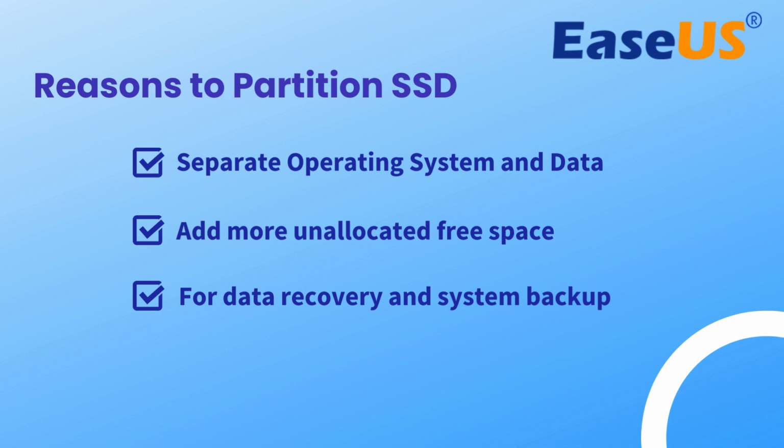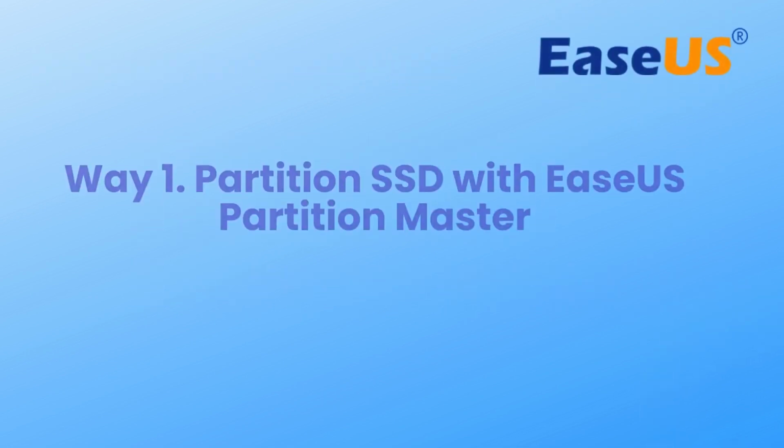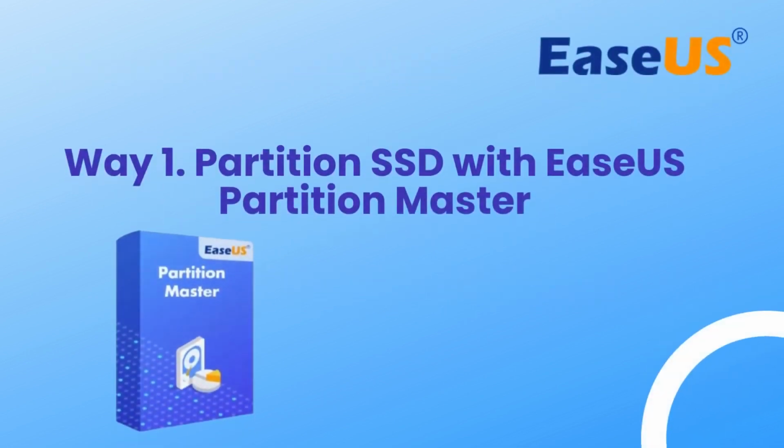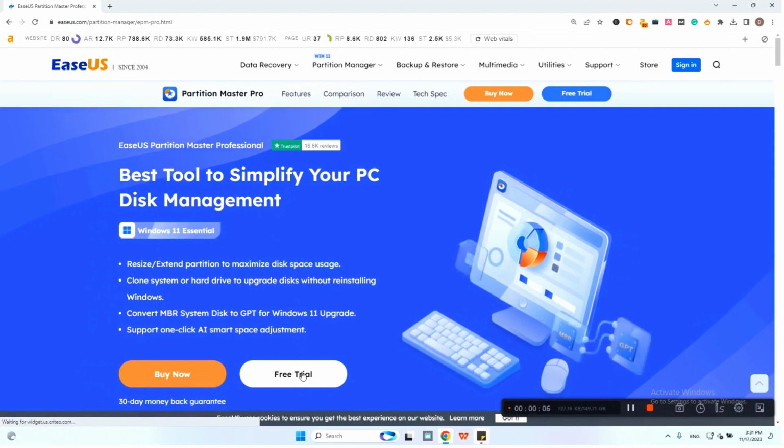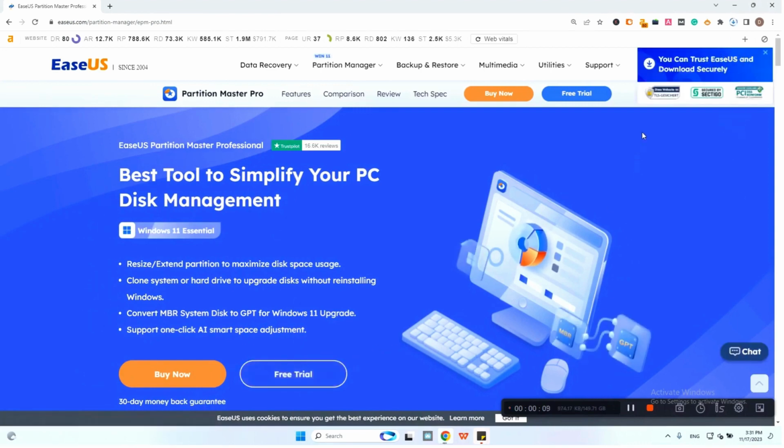Now let's begin the process of partitioning your SSD. First, we will partition your SSD using EaseUS Partition Master. This method offers more advanced features and flexibility in managing your disk partitions. EaseUS Partition Master, as a comprehensive disk partitioning tool, offers the ability to create as many partitions as you need with one click. Download the reliable tool from the internet or from the link below the video. Once installed, run the software.